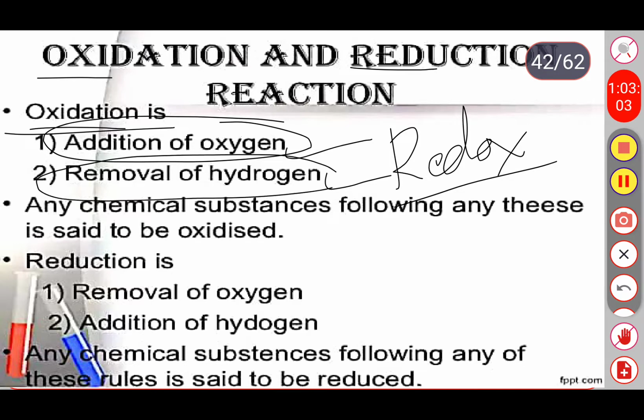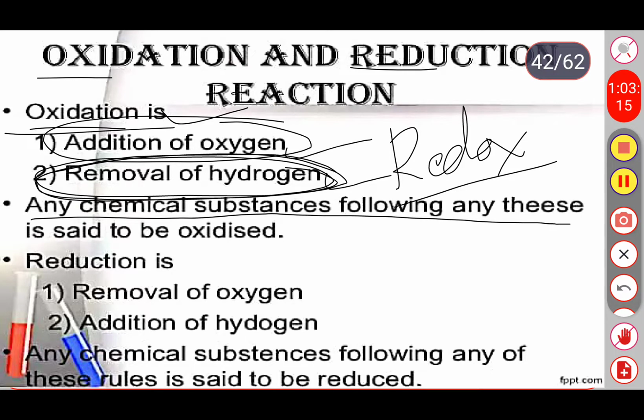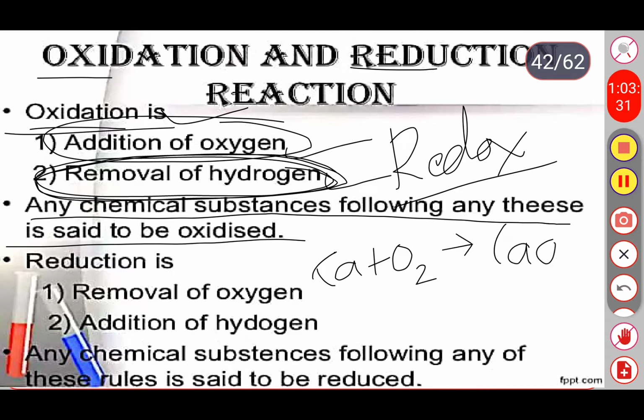For example, see here, when calcium is combined with oxygen, what does it form? Calcium oxide. So calcium oxide is the product compound. What are we adding here? Oxygen is added to the calcium and it forms calcium oxide. So once we add oxygen to any compound or any atom, that is nothing but an oxidation reaction.